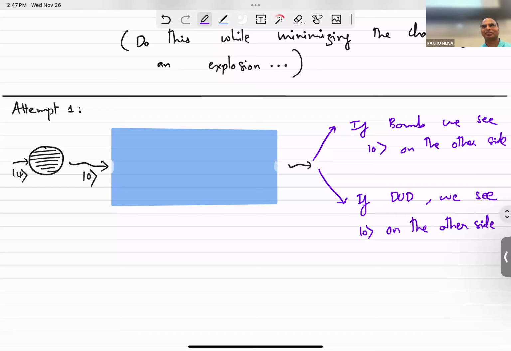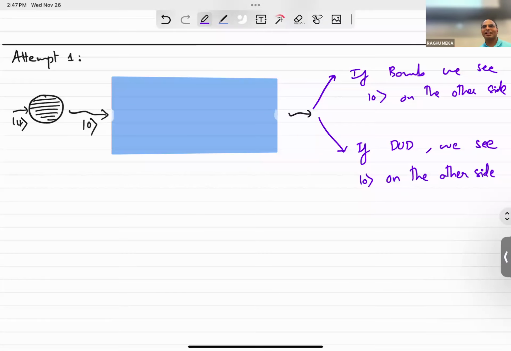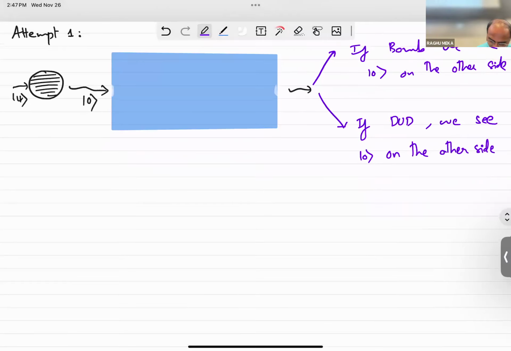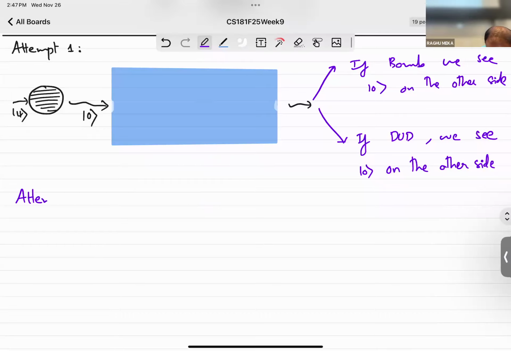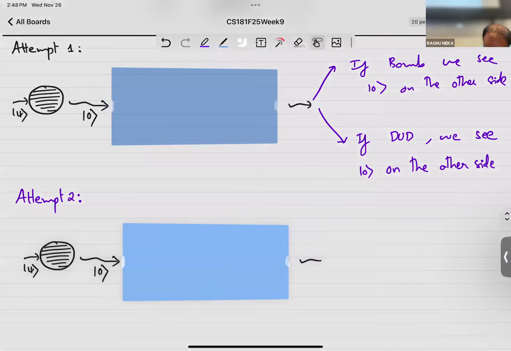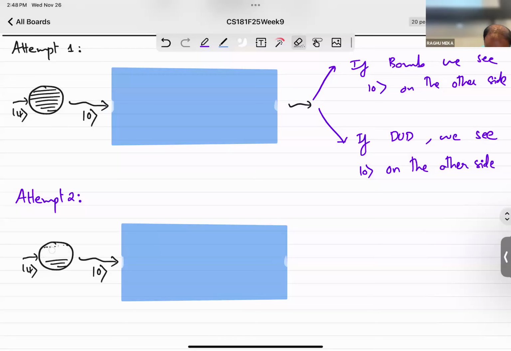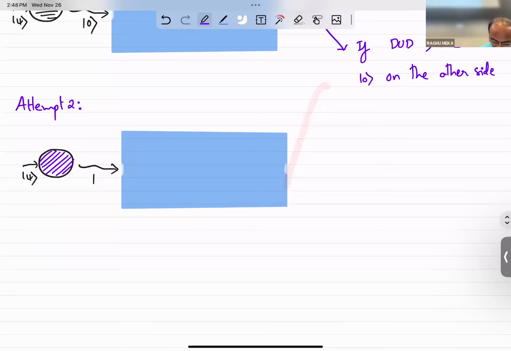Any guesses? For now, I want some non-trivial chance that I will detect that it's a bomb without exploding. Okay, let's try. Attempt 2: the way to send plus is of course to just put the 45-degree polarizing filter. So whatever comes through, we know is going to be plus. So this is one way we can control what sort of light you're sending through.